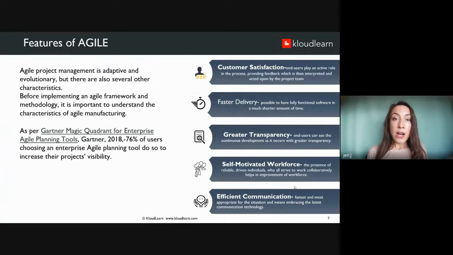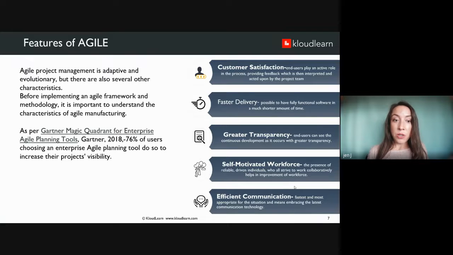Some of the features of Agile methodology. Let's look at the features. Agile project management is adaptive and evolutionary, but there are also several other characteristics. Before implementing an Agile framework and methodology, it is important to understand the characteristics of Agile manufacturing.